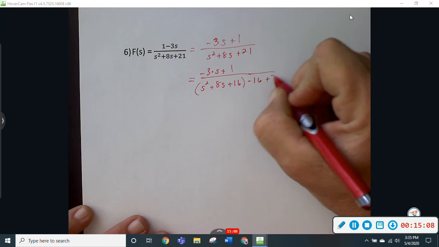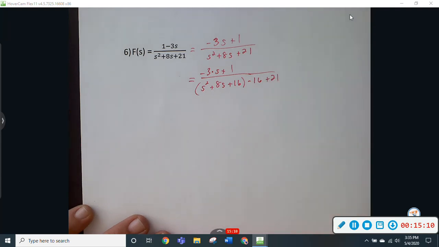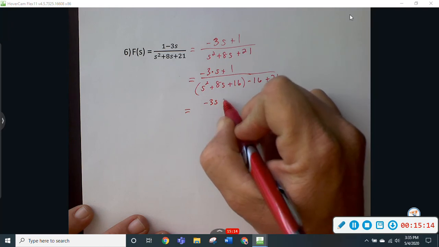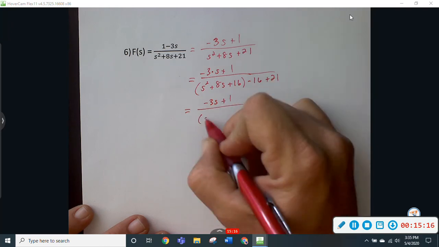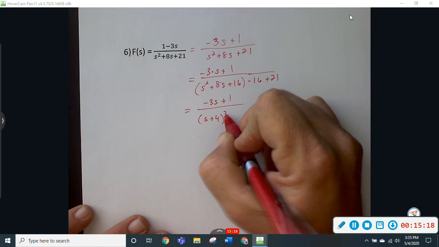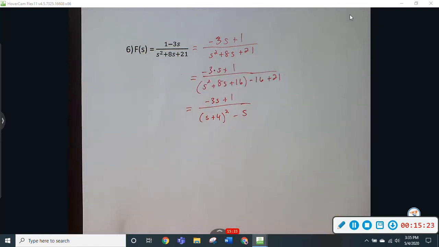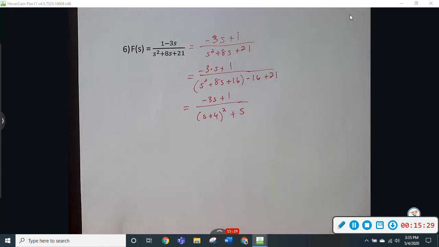And then that plus 21 is still there. All right, so we have a perfect square now. Negative 3s plus 1 over, this is going to be s plus 4 squared minus 5. All right, we're getting closer. All right, minus 5, so plus 5.